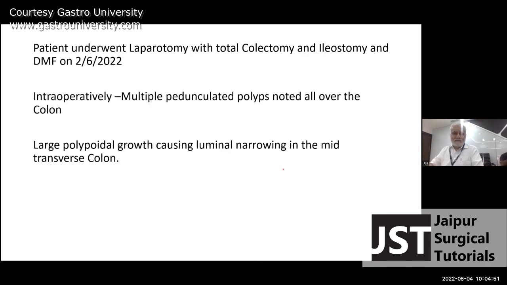What were the operative findings? So he was operated on for total colectomy and ileostomy with distal mucus fistula. Intraoperatively, there were multiple pedunculated polyps, and there was a large polypoidal growth causing luminal narrowing in the mid-transverse colon, sir.